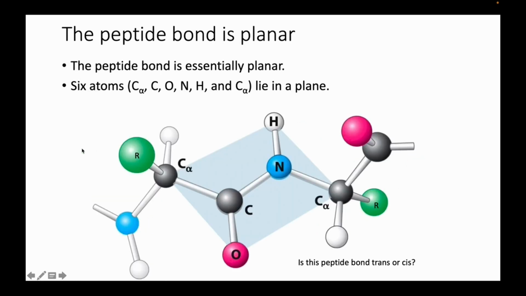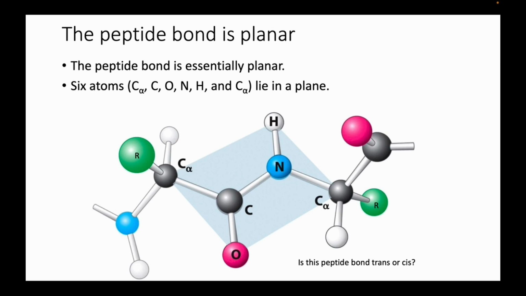Another interesting feature of the peptide bond is it's planar. So six atoms in the peptide bond and surrounding it lie in a plane. That includes your alpha carbon from one amino acid, the carbon and nitrogen in the peptide bond, the oxygen in the carbonyl, the hydrogen on the amine, and then the next alpha carbon. So all of those atoms lie in a plane, which makes for some interesting geometrical constraints.